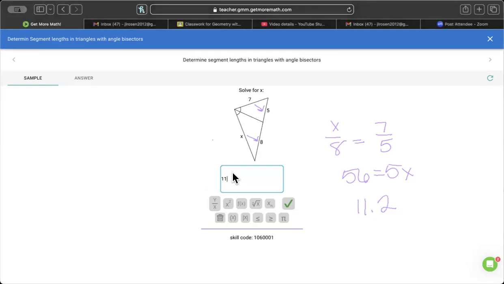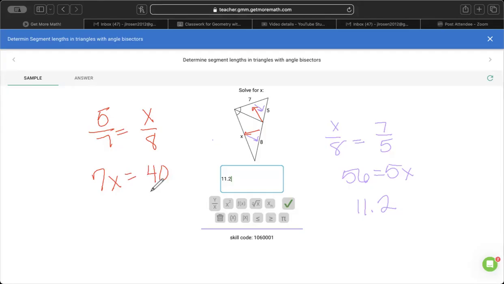Okay. So I didn't have to do it that way. Let me show you. You can choose whatever direction you want. It'll let me change colors here. There we go. So I could have gone this way, right? Let's say I saw 5/7 first and then x and 8. I'm going to end up with the same answer, right? 40 divided by 7.